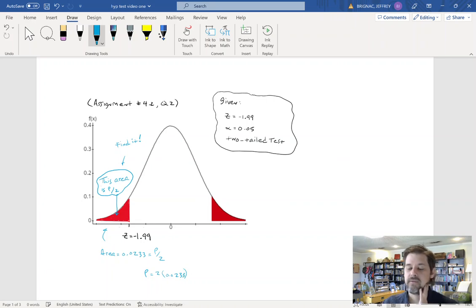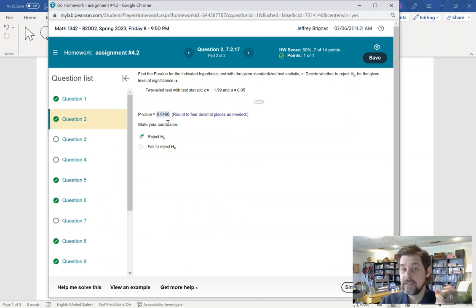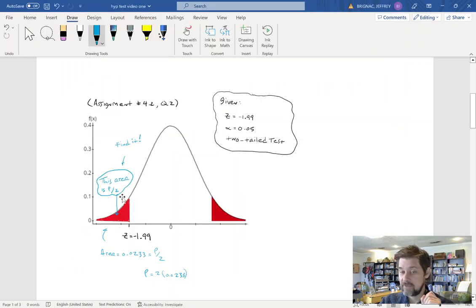All right, so there we go. Now, that's how I'm getting this answer, 0.0466 for the p-value. All right, okay. So for a two-tailed test, I'm going to find that area. It's not going to be the p-value. It's going to be half of it.